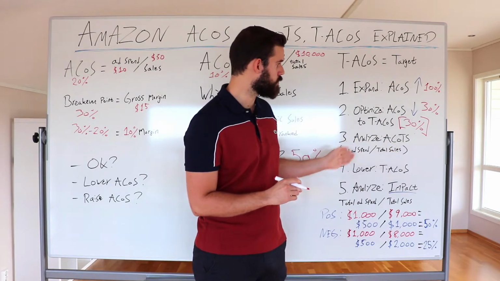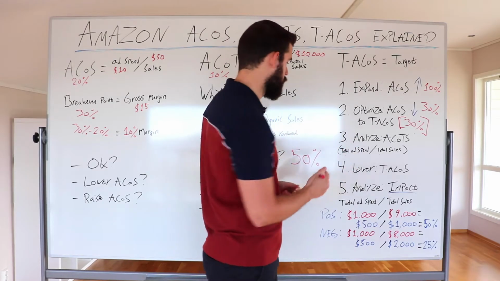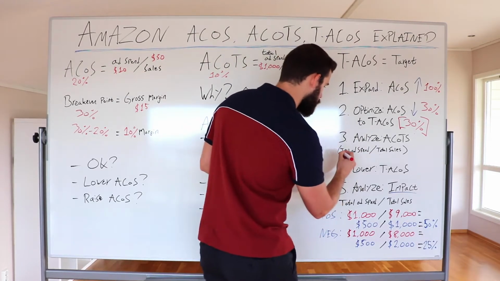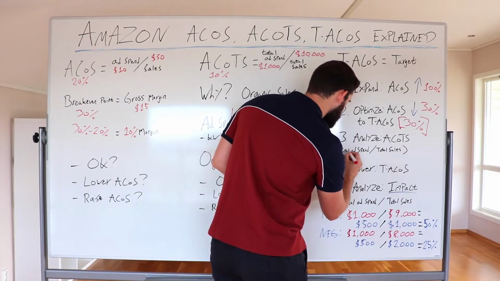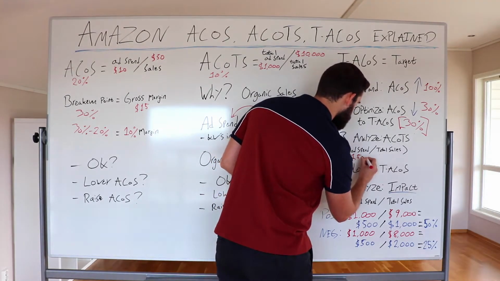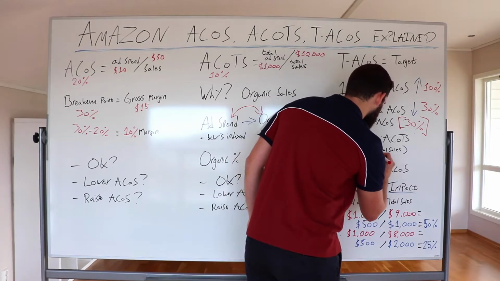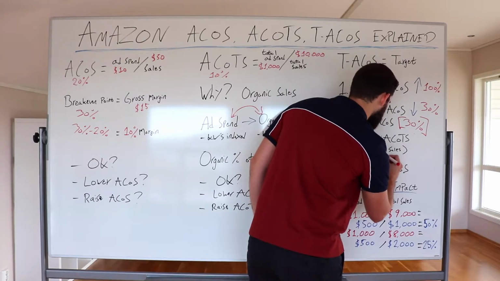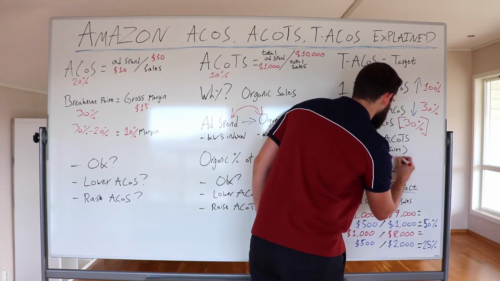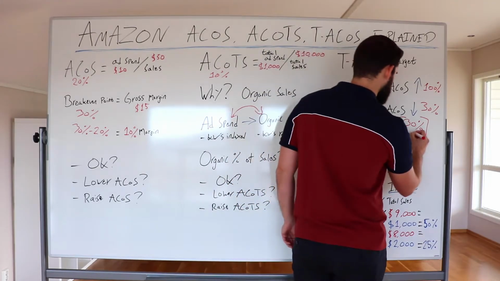So the ACoS has come down, and now you look at the whole situation, like paid and organic. So let's say in this example that your total ad spend is $1,500 and your total sales are $10,000, right? So this means that your ACoTS now is 15%.